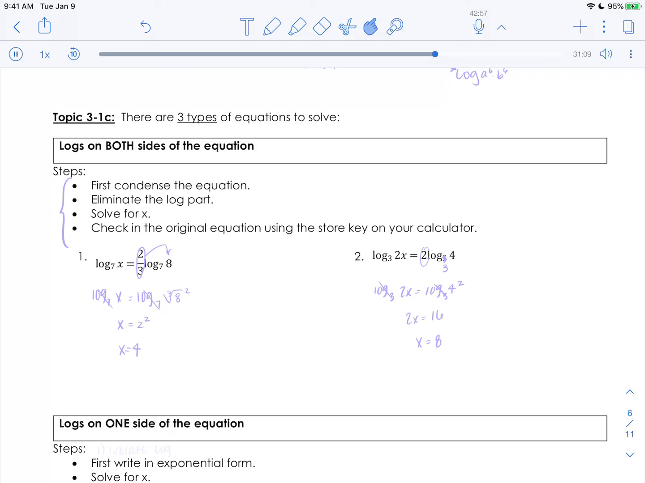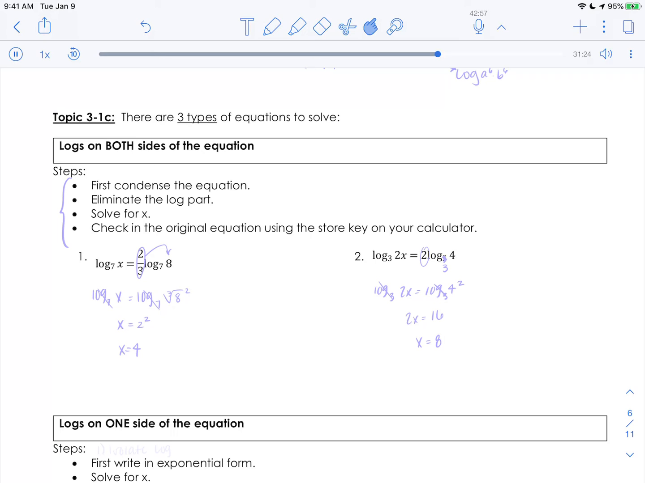These are straightforward. It's just a matter of getting yourself into a position where you can then algebraically solve it and you kind of get rid of the logs. Then you're good to go. So it's just really important to know the properties that we went through at the beginning of this.